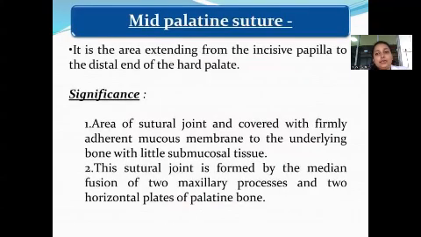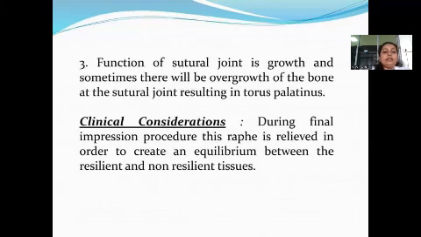Next is the mid-palatine raphe. This is the area extending from the incisive papilla to the distal end of the mid-palate. The significance is that it is an area of structural joint, covered with mucous membrane adhered to the underlying bone with little submucosal tissue. This structural joint is formed by the median fusion of the two palatine processes and two horizontal parts of the palatine. The clinical consideration during the final impression procedure is that this raphe is relieved in order to create an equilibrium between the resilient and non-resilient tissues.